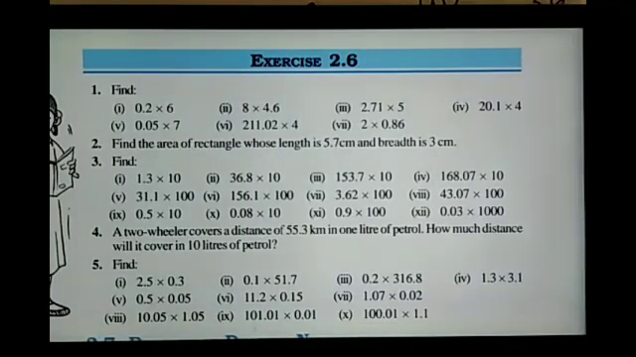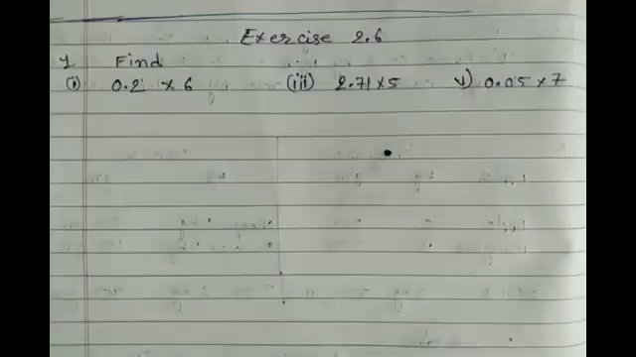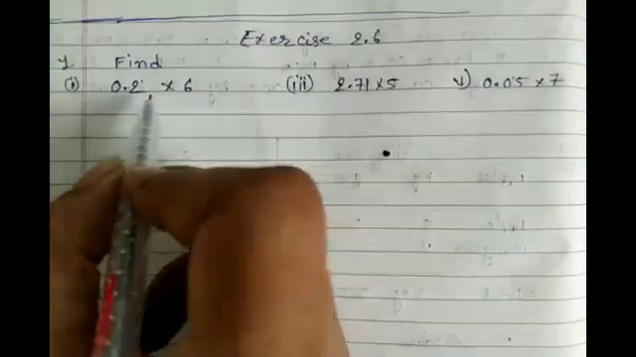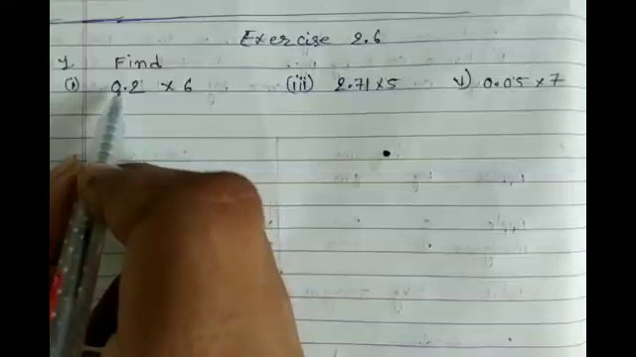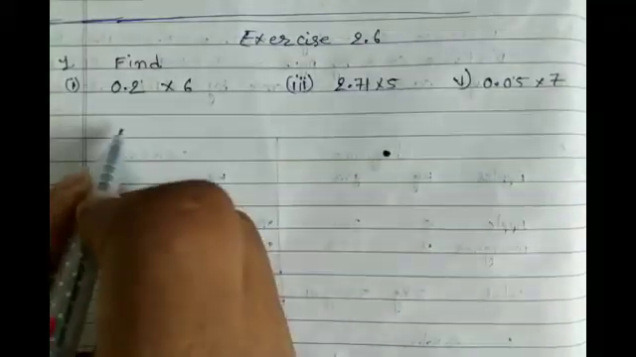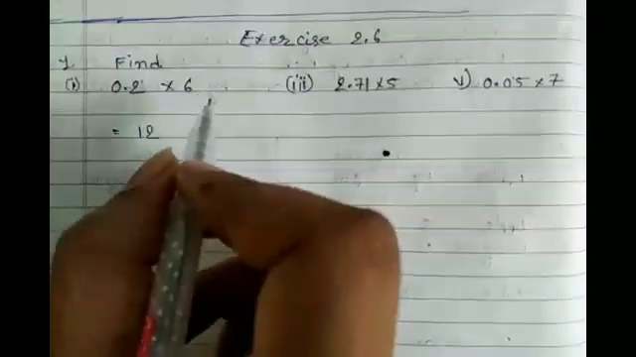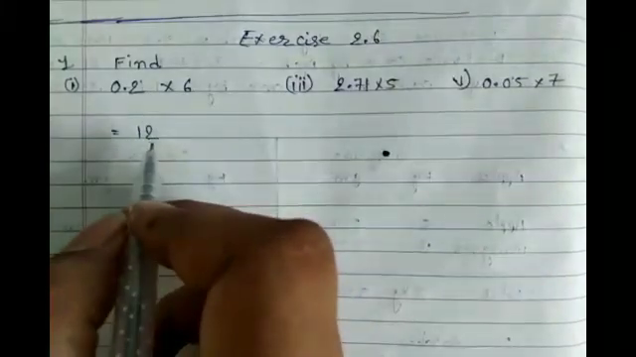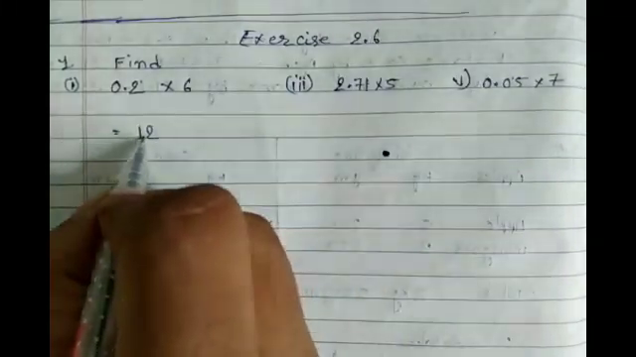Let's start our exercise 2.6. Now see, the first question is 0.2 multiplied with 6. So find 0.2 multiplied by 6. Ignore the decimal, so we get 2. 2 sixes are 12. The number of digits after the decimal in the question is only one, so we need only one digit after the decimal in the answer also. We put the decimal right over here. This is our answer.